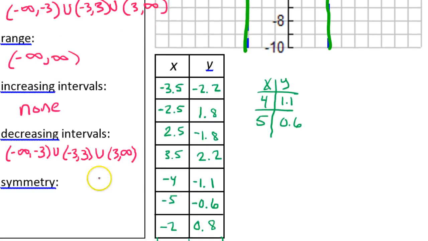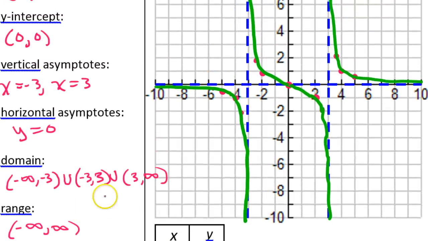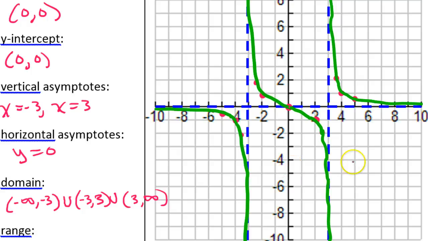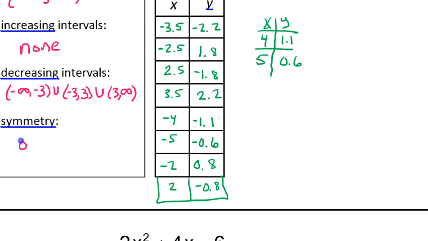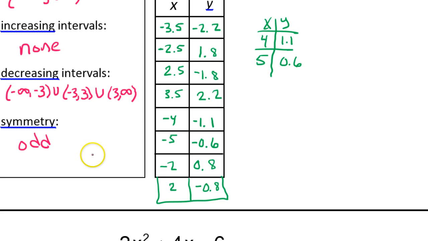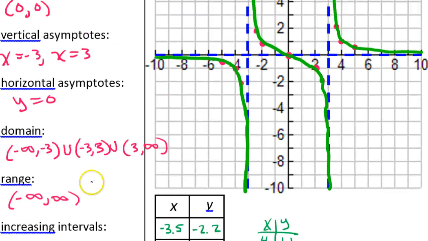Now in terms of symmetry, this is odd. Odd symmetry is where if you rotate the graph upside down around the origin, it would still look the same. So if you took this whole picture and turned it upside down, rotating around the origin, it would look the same as it does now. So that is odd symmetry. And that is it for number 2.